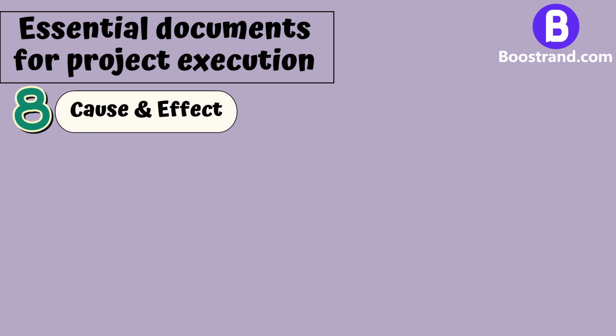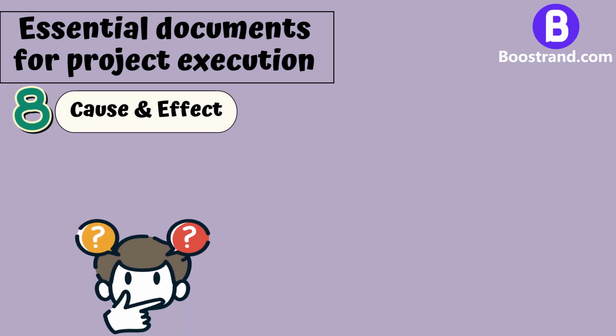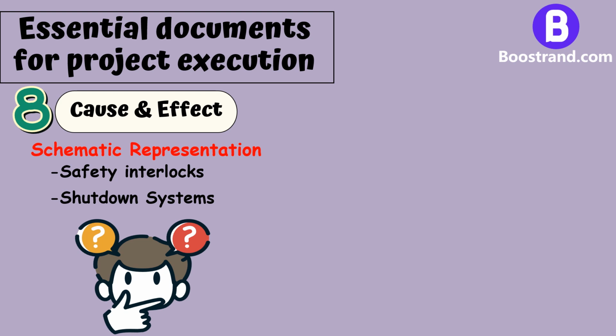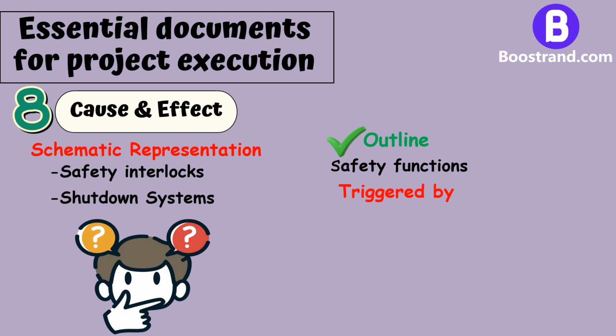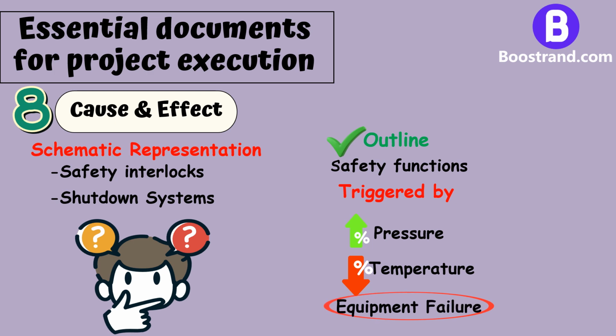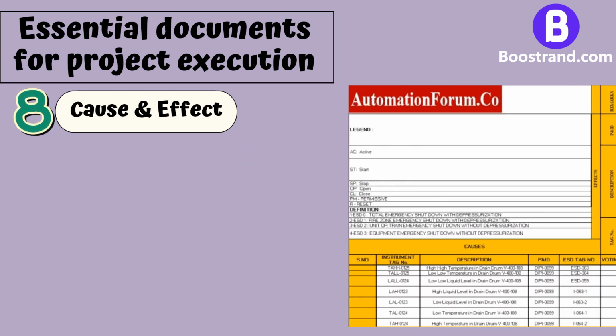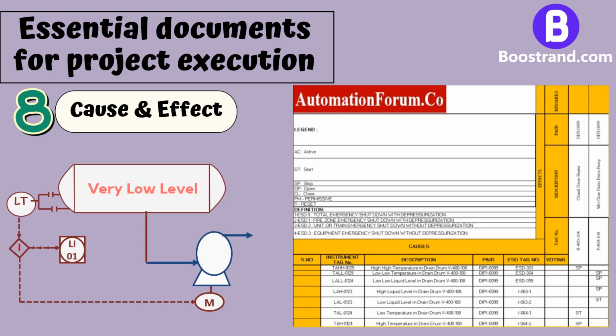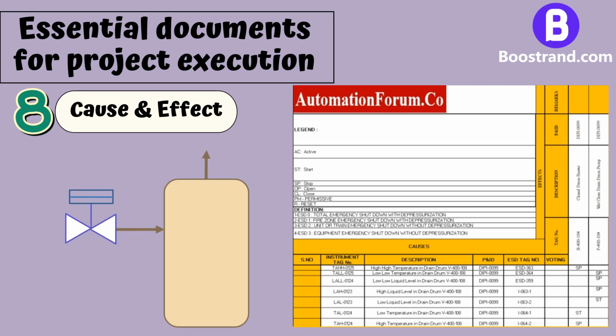Eighth, Cause and Effect, which is also known as a cause and effect matrix or shutdown logic. It is a systematic representation of the process safety interlocks and shutdown systems in a chemical plant or process facility. It outlines the various safety functions that are triggered by specific process events or conditions, such as high pressure, low temperature, or equipment failure. For example, a cause and effect matrix is expected to show the logic tripping the pump in case of very low liquid level in the vessel from where it draws the liquid. Or high pressure interlock to protect the piping by isolating the source of pressure, and other things.